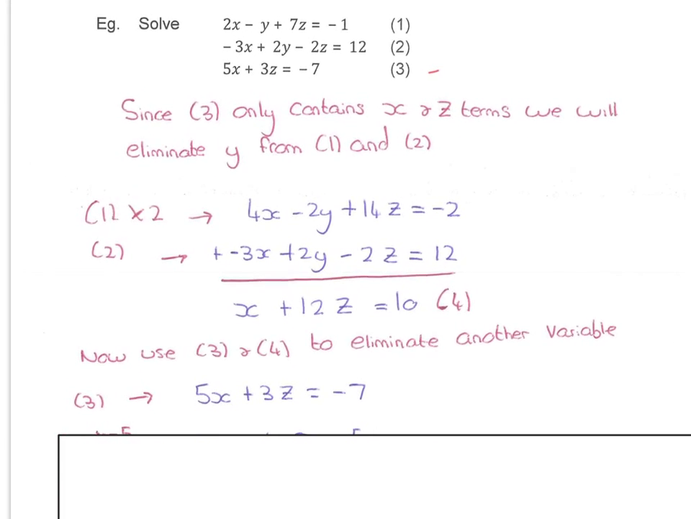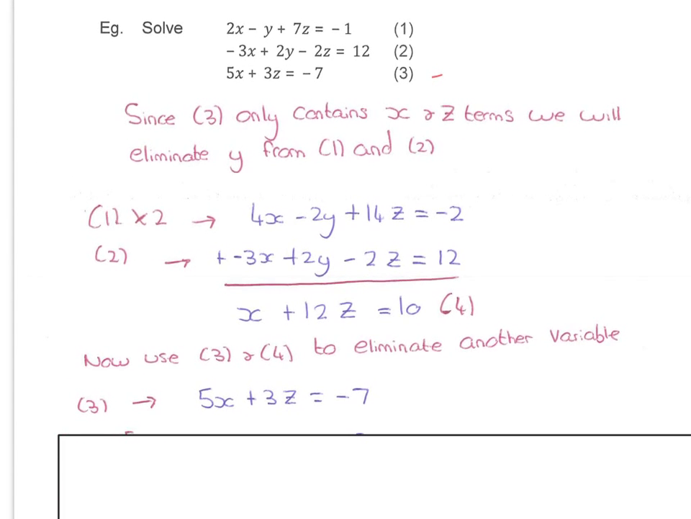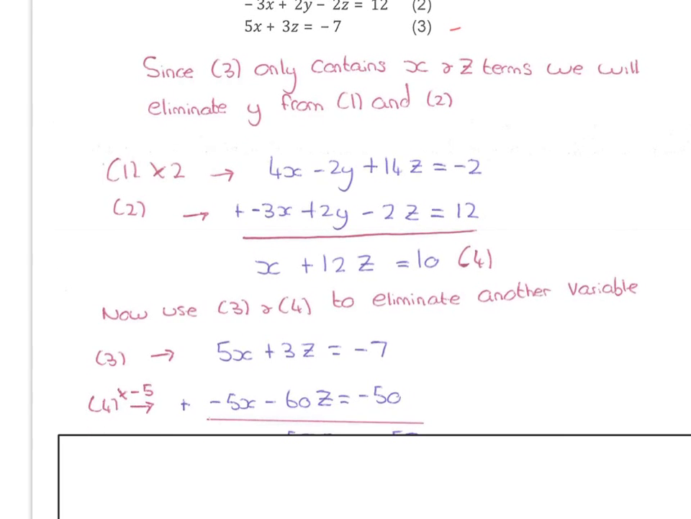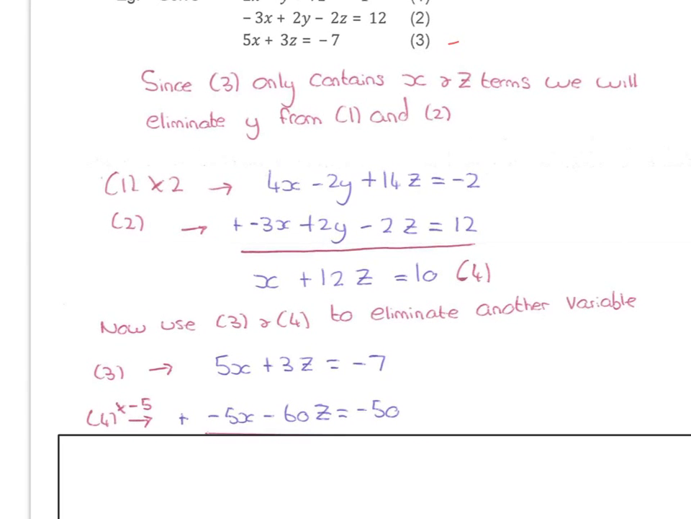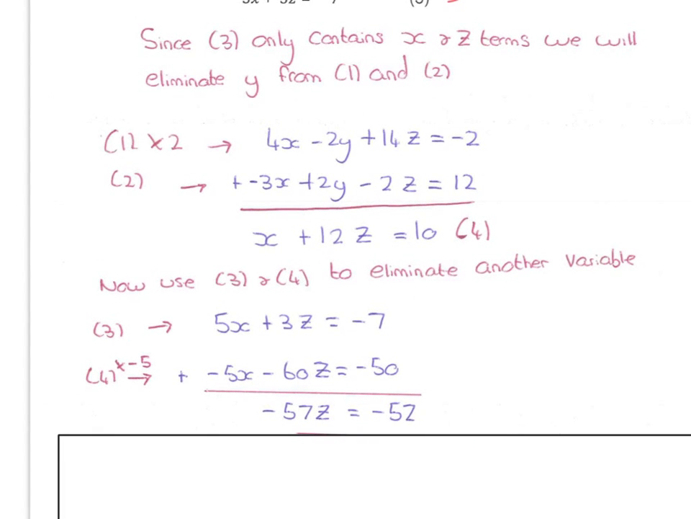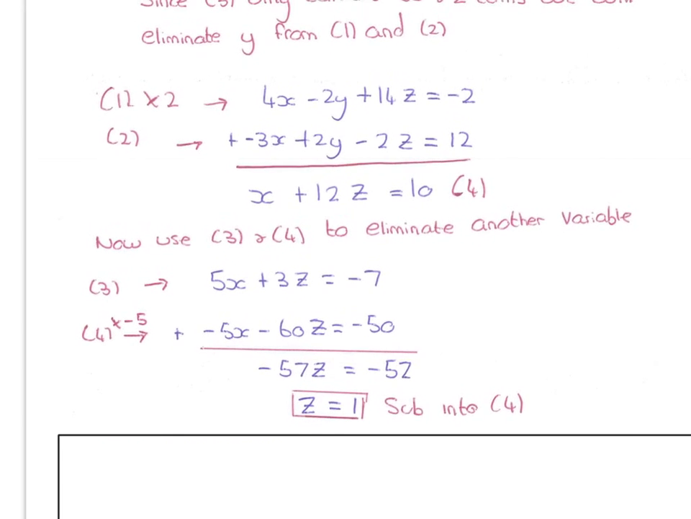So I'm going to take equation 3, keep it as it is, 5x plus 3z equals minus 7. I'm going to take the new equation, equation 4, times it by negative 5, so I can add the 2 equations together to eliminate x. Once we do all that, you can see the working out. Once we add up 3 and 4, we're left with minus 57z equals minus 57. Solving that to find z, we get z equals 1.